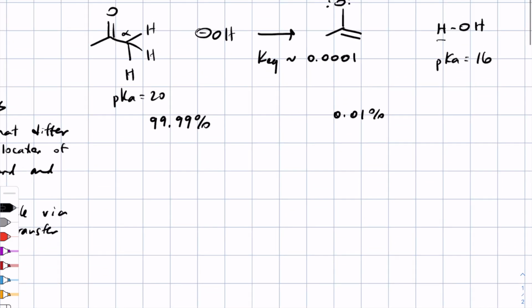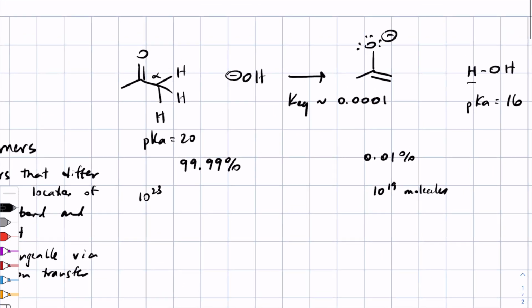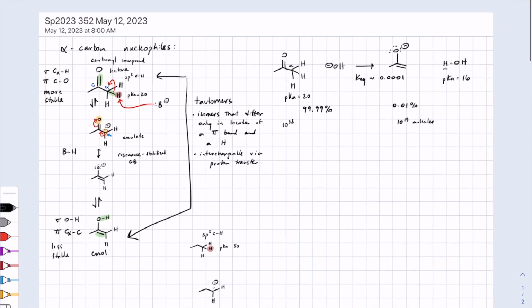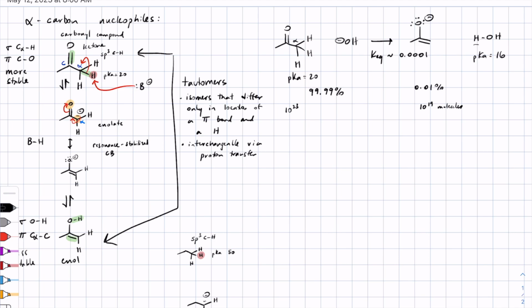So if we had 1 mole of ketone, there's going to be maybe 10 to the 19 molecules of enolate versus 10 to the 23 molecules of ketone. And 10 to the 19 is still a fairly large number, and it's enough to do some chemistry with, particularly if that enolate can react with something in a way that leads to a more stable product.